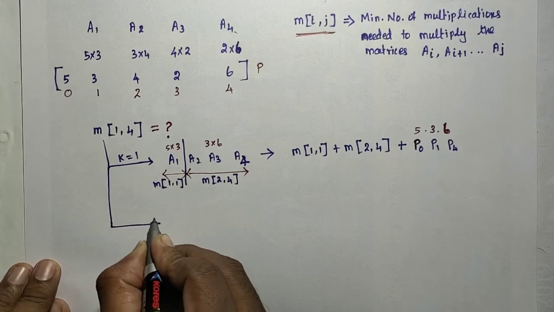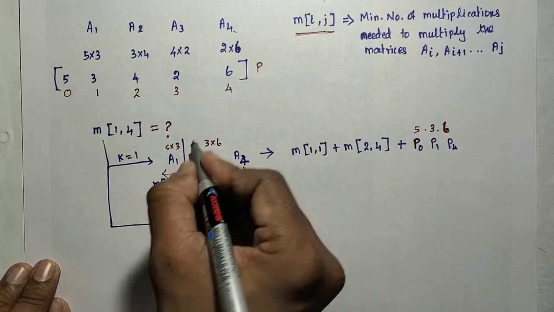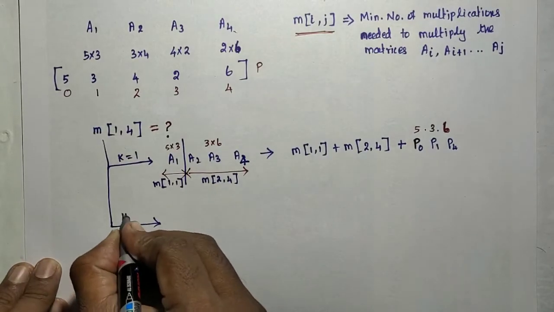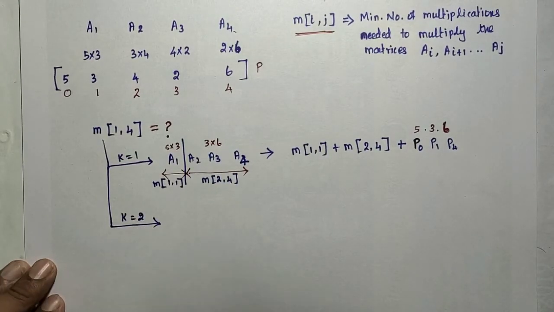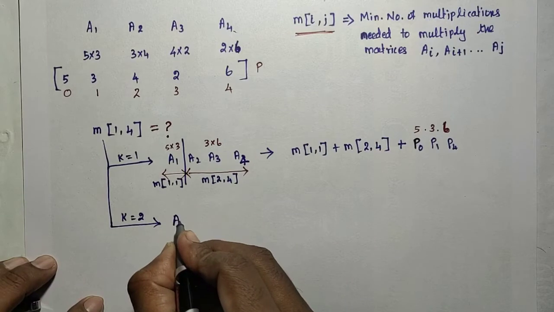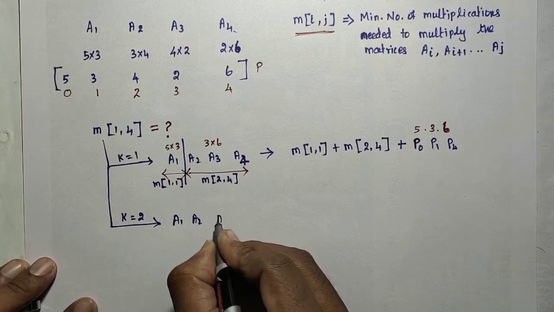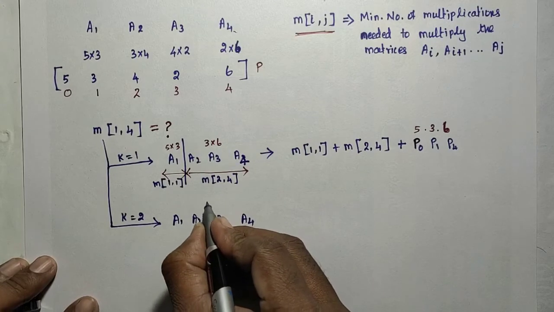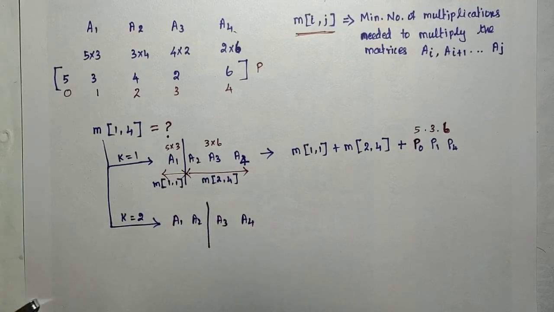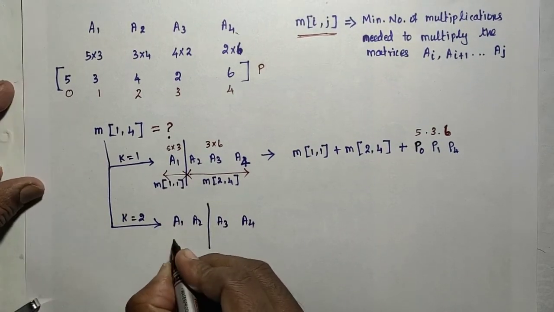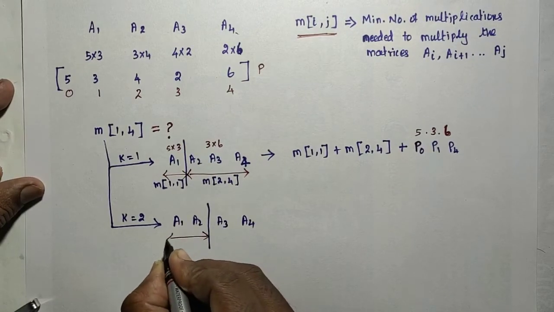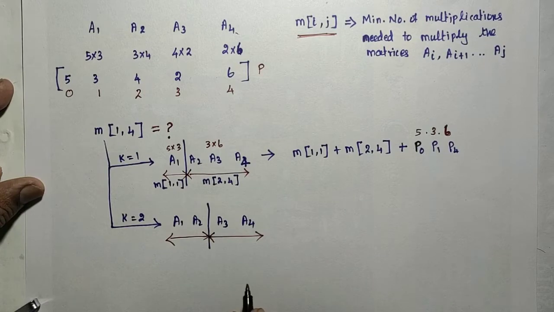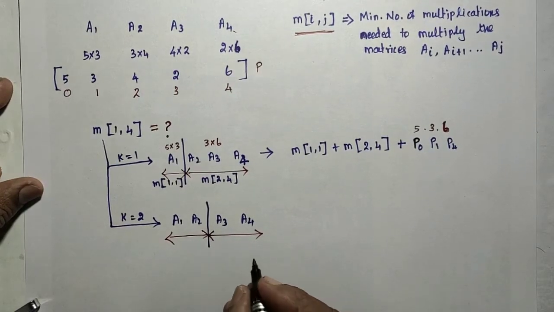Change the option. That is, if the split occurs on the second, the cut occurs on the second, it means that k equals 2. It means that A1, A2, A3, A4 are 4 matrix sequences. So if you put the cut here, on the left side you get a sequence of matrices that need to be multiplied, and on the right side we have some sequence of matrices that need to be multiplied.